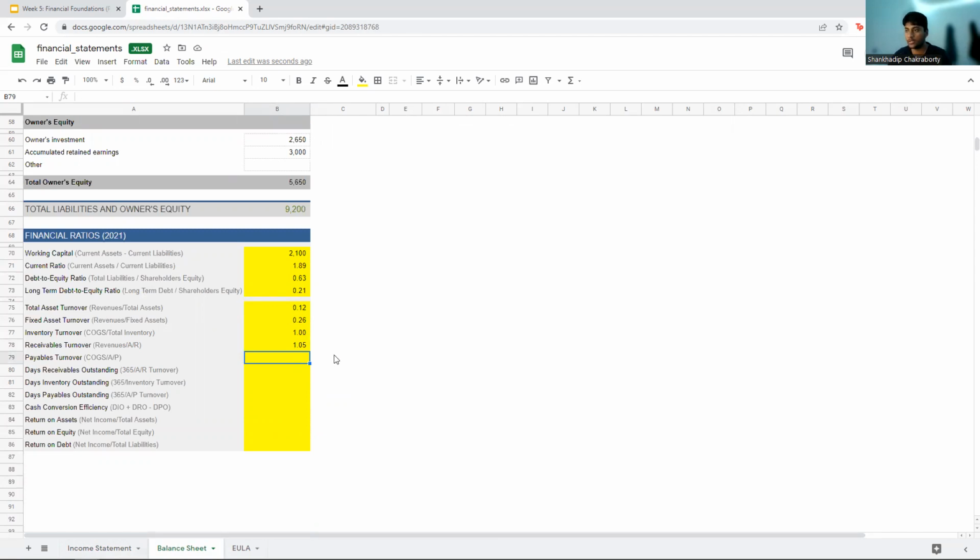Payables turnover, this is very similar. This is COGS over AP, because once again, all three of these are driven by the numerator. Inventory is driven by cost of goods sold. Accounts receivable is driven by revenues. The more revenues you get, the higher your receivable balance will be. And payables are driven by cost of goods sold. The more cost of goods sold you accrue, the more you'll have to pay in payables to your suppliers.